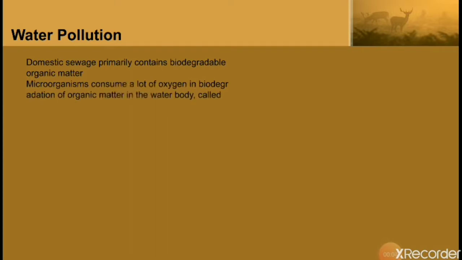The next topic is water pollution. Any physical, chemical, or biological change in the composition of any water body which is harmful for any living organism is known as water pollution. There are various factors which are responsible for water pollution. These are industrial waste, domestic sewage, agricultural waste, and commercial waste.